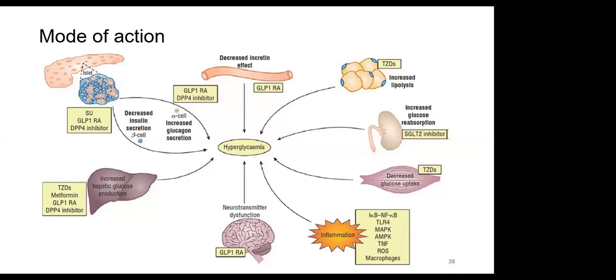Maybe another drug I had forgotten, for example, the DPP4, dipeptidyl peptidase 4 inhibitors. Specifically, saxagliptin has an increased risk of heart failure, and that was seen in the SAVOR-TIMI trial. So you want to avoid this drug in those patients.